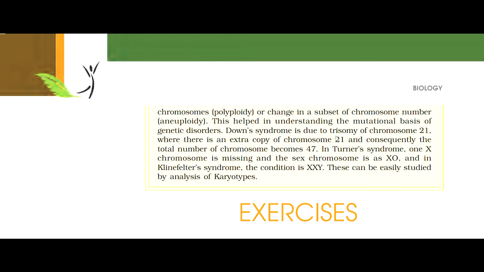Down syndrome is due to trisomy of chromosome 21, where there is an extra copy of chromosome 21, and consequently the total number of chromosomes becomes 47. In Turner syndrome, one X chromosome is missing and the karyotype is written as XO. And in Klinefelter syndrome, the condition is capital X, capital X, capital Y. These can be easily studied by analyzing karyotypes.